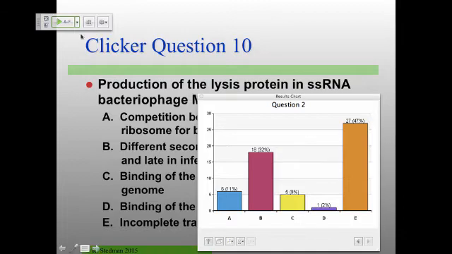Different secondary structures form early and late in infection is for not so much the lysis protein, but much more for the maturation protein at the very beginning of the genome. You only make the maturation protein if it's newly made RNA. Binding the replicase protein to the genome actually is kind of like A, so fortunately neither of them are correct. And of course, incomplete translational termination is what's happening with the lysis protein.